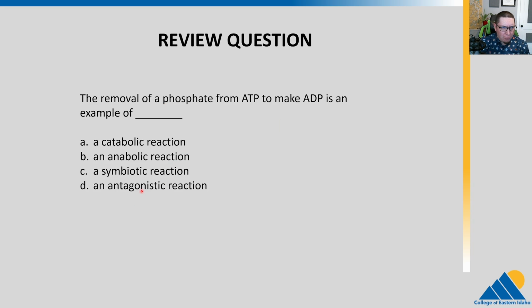All right, let's finish up with a review question here. So, the removal of a phosphate from ATP to make ADP is an example of what type of reaction? Go ahead and pause the video. Think about this. Hopefully you chose catabolic reaction because we're breaking those bonds to cut off one of the phosphates, making ADP from ATP.